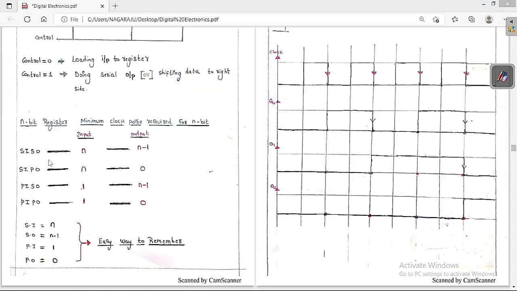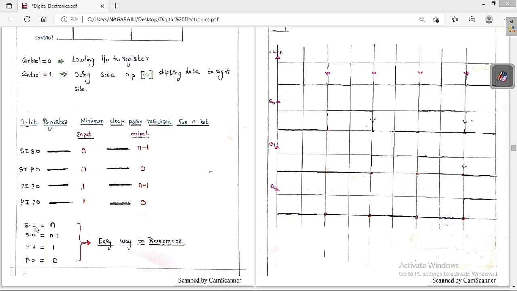Now let me give the summary of everything that we have studied. Listen carefully: for an n-bit register, we look at the minimum number of clock pulses required to transfer n bits, for serial input serial output, serial input parallel output, parallel input serial output, and parallel input parallel output. This is a very important point.